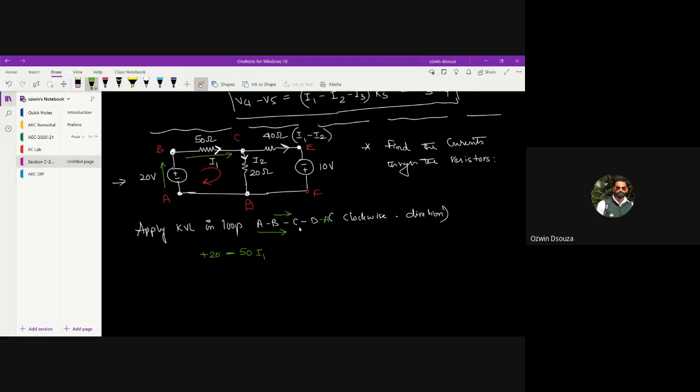Then let me move from node C to D. C to D, I'm moving in the downward direction, and current I2 is also flowing in the downward direction. Hence, I have a potential drop, which is minus 20 into I2. Then finally, I move from D to A. There are no elements, hence zero potential. So this is equal to 0. The algebraic sum of EMFs and potential drops in a closed network is 0. So that's our KVL. Let me rearrange this equation. So 20 is equal to 50 I1 plus 20 I2.